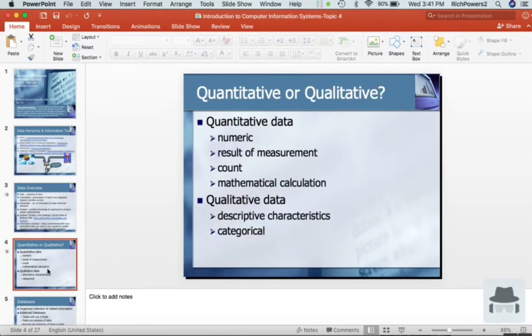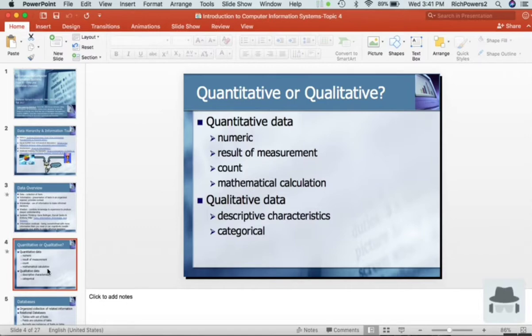The difference between qualitative and quantitative. So really, quantitative data is things that are measurements, so usually numeric. So things like counts, averages, results of mathematical calculation, individual operations that can be expressed as some sort of numeric value. That is what we mean by quantitative value.